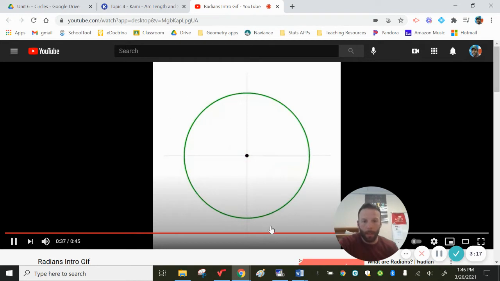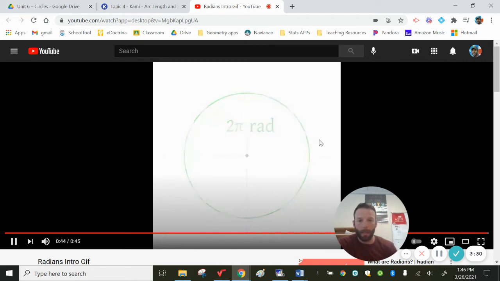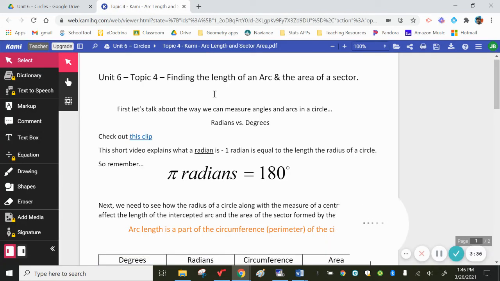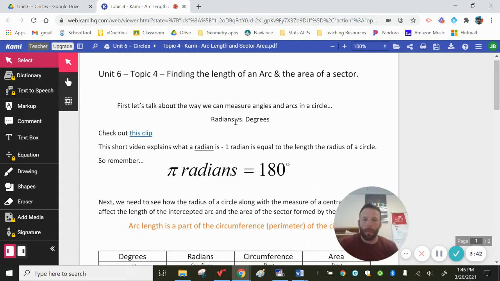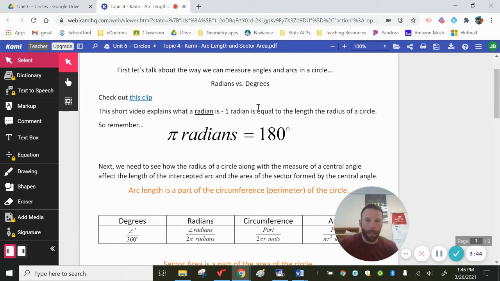A complete 360 degrees is not just 1 pi, but 2 pi's. 2 180s equals 360. So 2 pi radians is 1 complete rotation. So in degrees, a rotation is 360 degrees. When we talk about radians, a rotation is 2 pi radians. So remember this right here, that 1 radian is equal to the length of the radius of the circle.